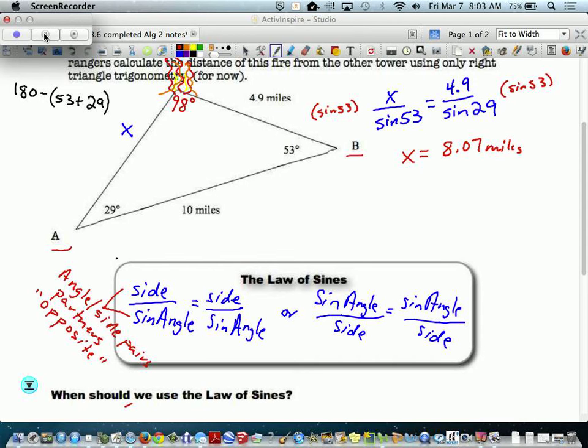If you are the type of student who wants to write the same formula down every time, then you're going to have to use cross multiplication, because now you have a fraction equal to a fraction. So you can cross multiply and then divide by what you don't need. But be good at one of them and stick with it, whatever you're going to do. But the law of sines never changes. Never changes.